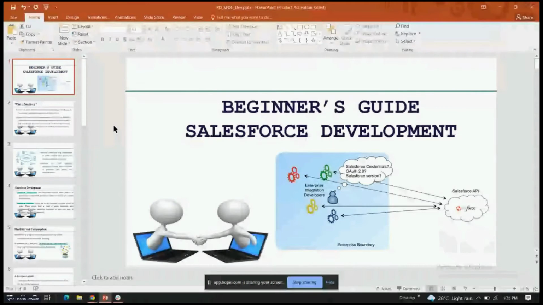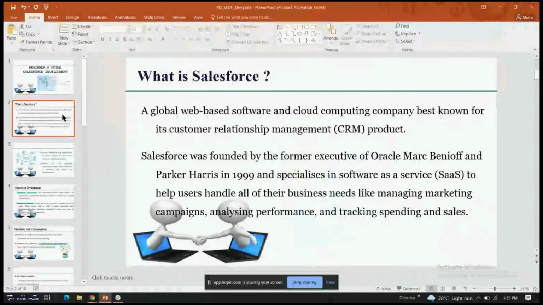And for now, we should get into what Salesforce basically is. As you can see on our screen, Salesforce is basically a global web-based software and cloud computing company that is best known for its CRM products. It was founded in 1999 by Mark Benioff, an executive of Oracle, and Parag Hanners, who specialize in SaaS services. You can also find these on Wikipedia as well.